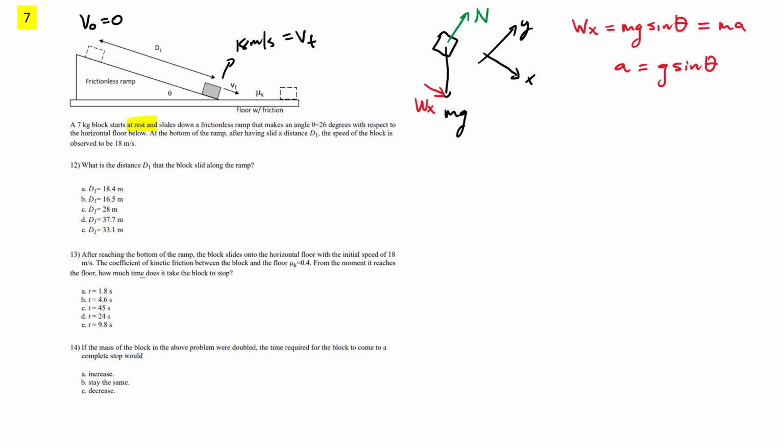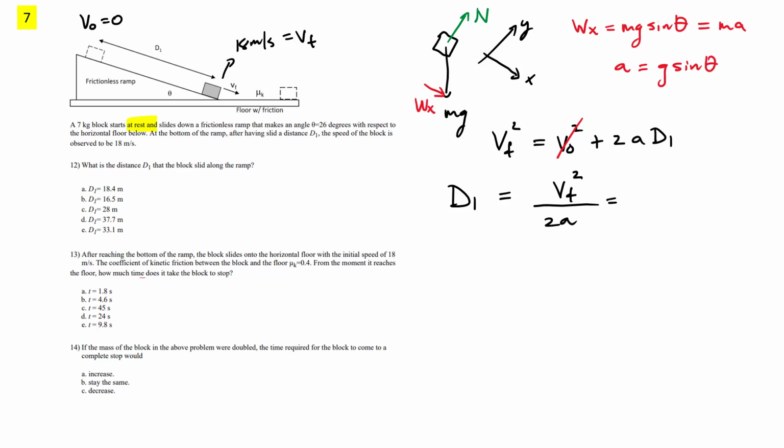So all we're going to do now is some kinematics. One of the kinematic equations looks like this: v final squared equals v initial squared plus 2 times the acceleration multiplied by the displacement. In this case, it's the displacement d1. Now my initial velocity is 0, so you cancel that out. My goal was to find d1. d1 is v final squared at the bottom of the ramp divided by 2 times a.